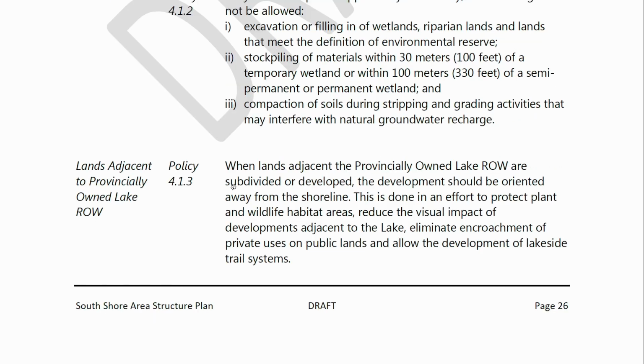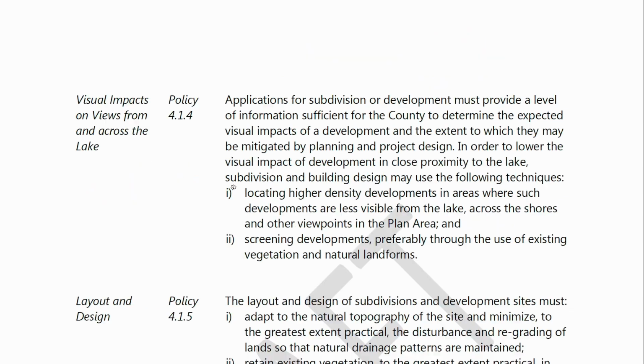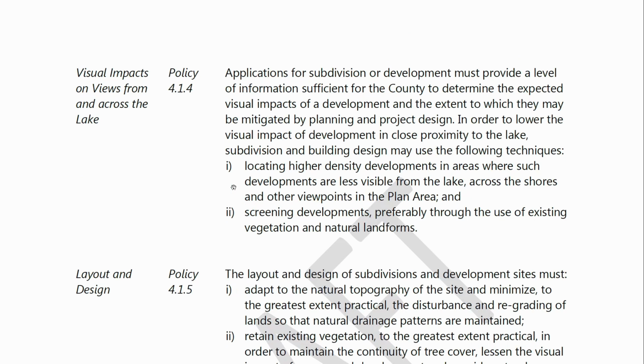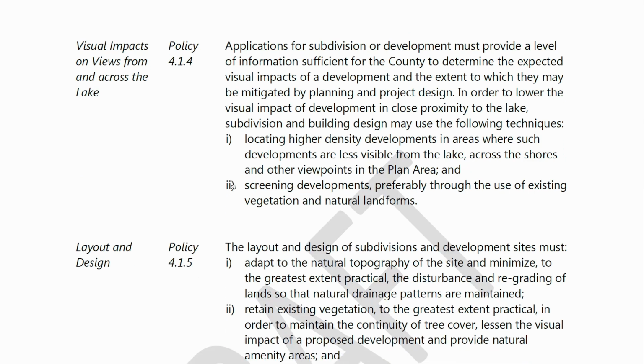Similarly, policy 4.1.3 talks about expectations against the provincial-owned lake right-of-way. So depending on where you are developing, you may find additional policies and expectations. The next set of policies talk about general expectations about views and impacts and maintaining the overall appearance of the shoreline from the perspective of a person out on the lake.